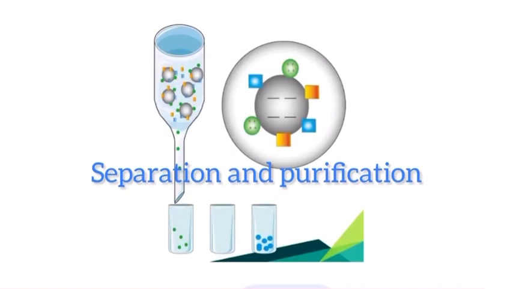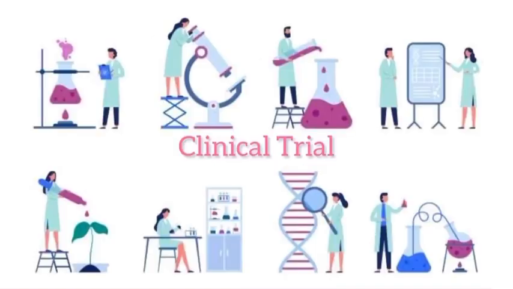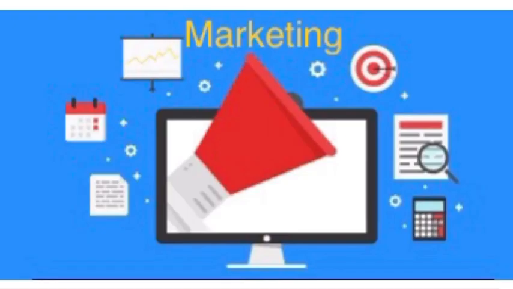After the formation of the product, it undergoes some processes such as separation and purification before a finished product is ready for marketing. The processes are collectively called downstream processing.